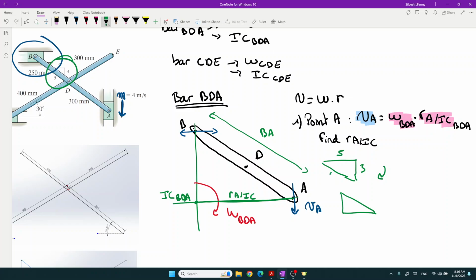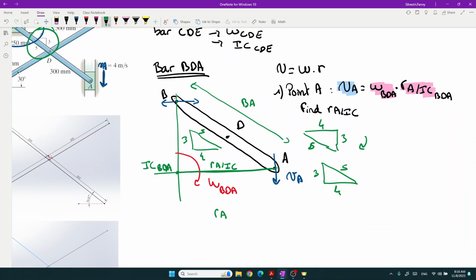What did I do? 3, 4, 5. So I switch, this one is there, the 3 is on the opposite side, 4 is now the downside, and 5 is the hypotenuse. So I have a triangle inside of 3, 4, 5. So to find RAIC, let me put it to the right, let's be organized. RAIC will be the distance BA, the hypotenuse, and this is parallel to the side that is 4, so times 4 divided by 5.